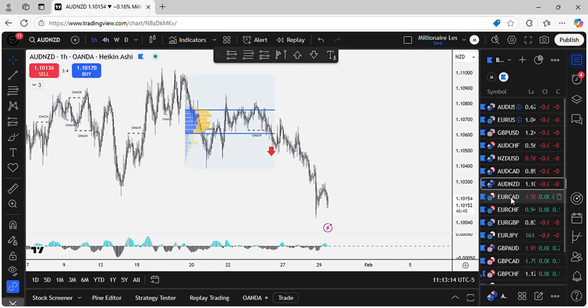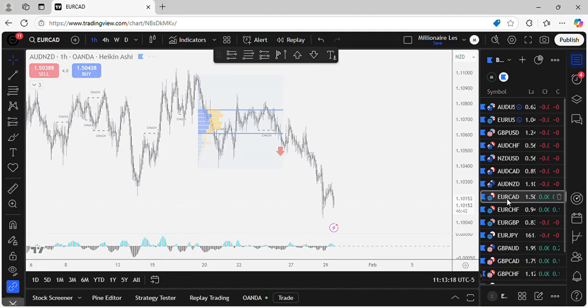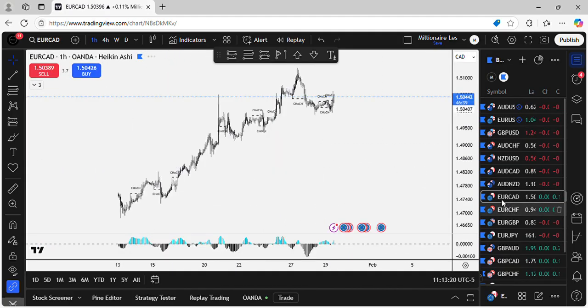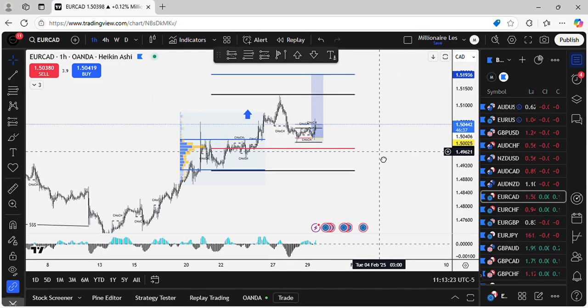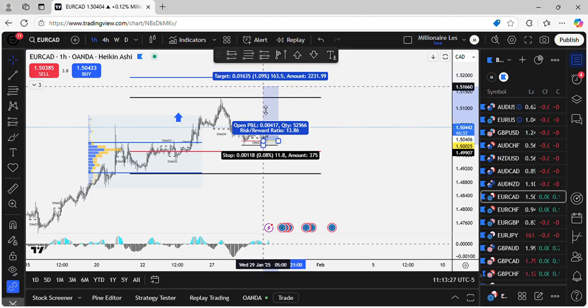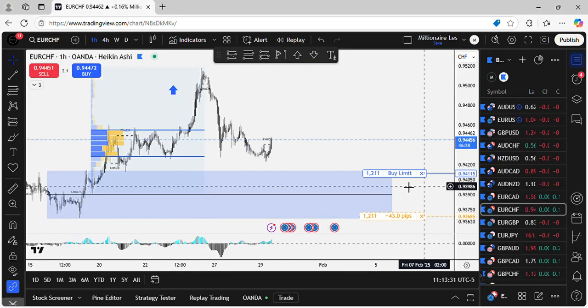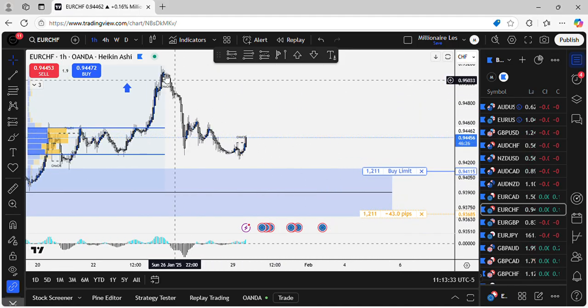AUDNZD. EuroCAD. All right, currently in this trade. Oh no, this is the trade that I hit. Yeah, this is the one that hit take profit. This is my first original example. All right, cool, perfect. EuroCHF.